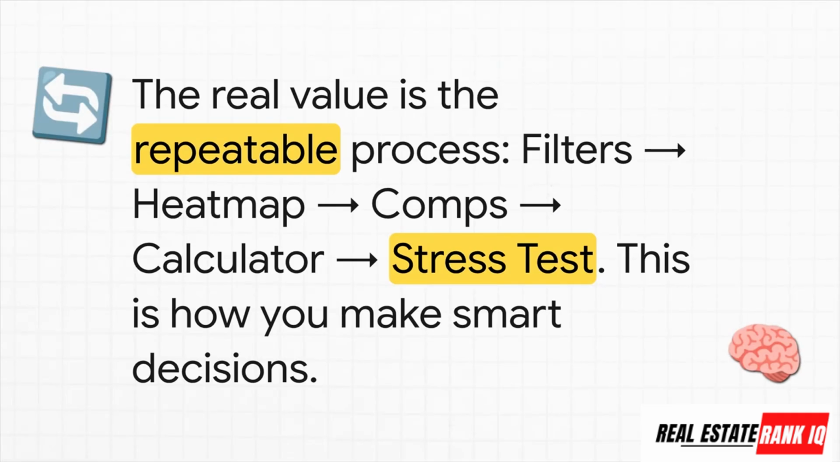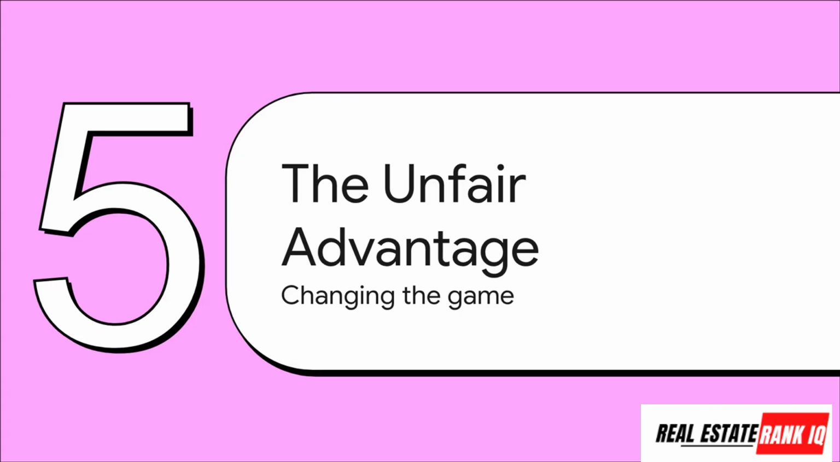So look, here's the most important part. It isn't just about hitting some magic number. The real secret sauce here is the repeatable process. You go from filters to the heat map to the comps to the calculator, and then you stress test your numbers. That's what leads to making smart, confident decisions. This entire system is what gives you that unfair advantage we were talking about. It completely changes the game when it comes to how you find and vet investment properties.